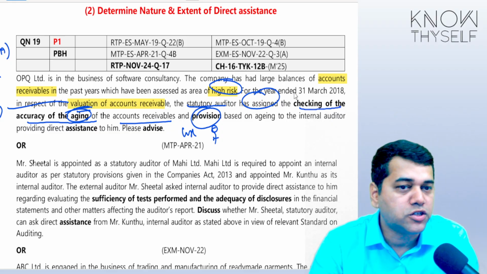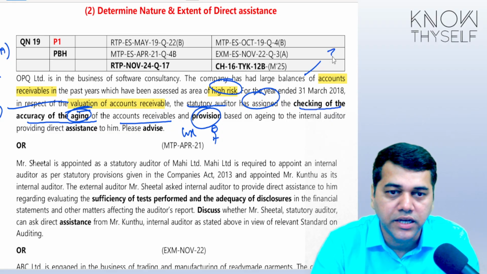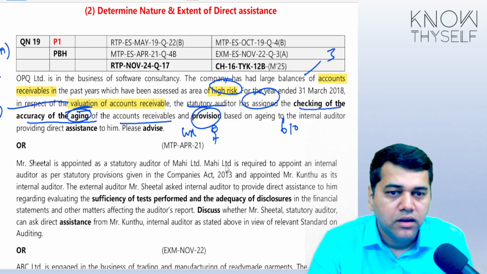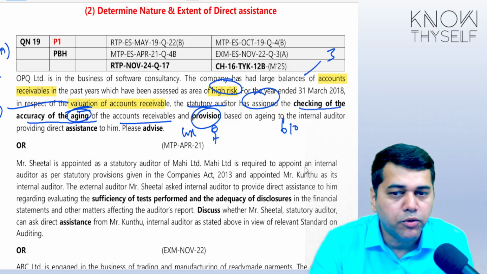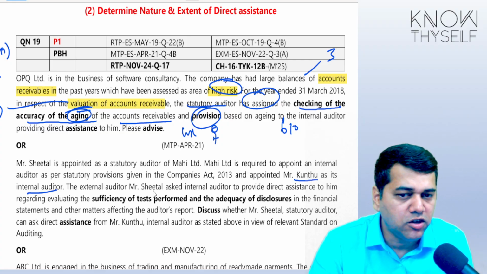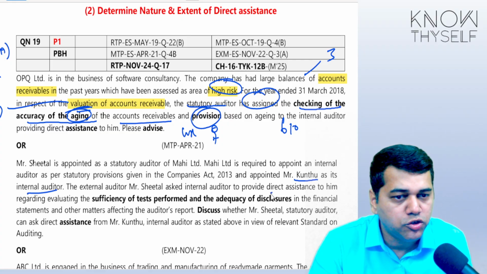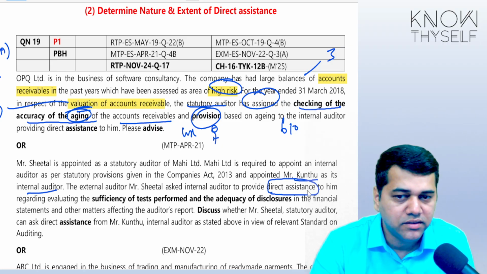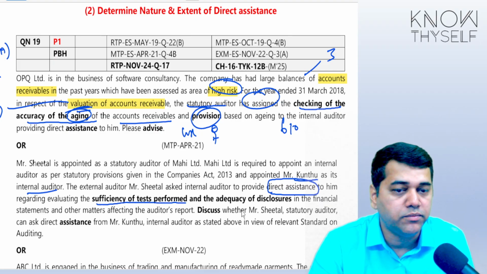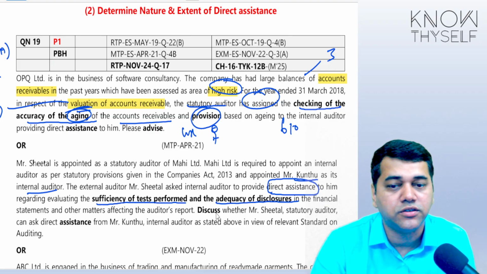So from this, now you understood it is chapter number 3. Okay, SA 610. Now Sheetal is appointed as an auditor. Mahi Limited is required to appoint an internal auditor as per the statutory provisions. It appointed Kuntu as internal auditor. Now, the external auditor Sheetal asked the internal auditor to provide direct assistance, the keyword, regarding evaluating the sufficiency of the tests performed and the adequacy of the disclosures in the financial statements.